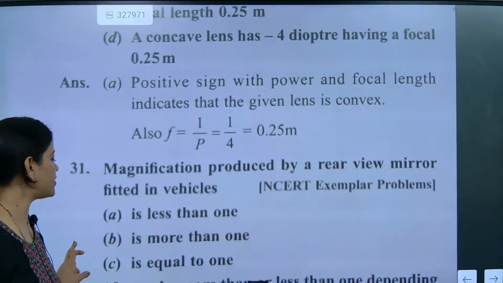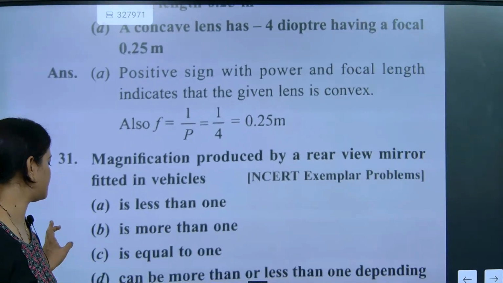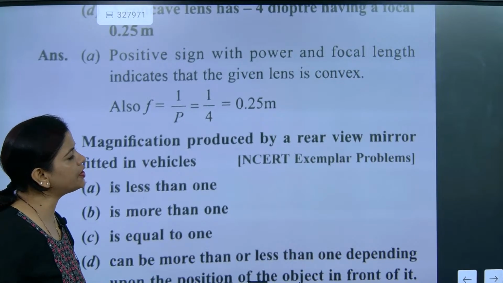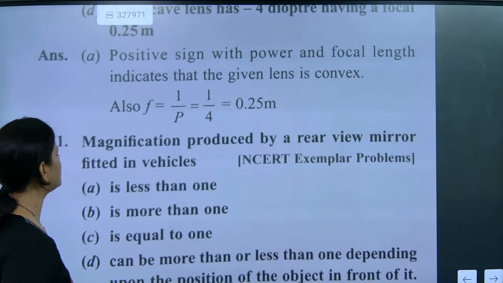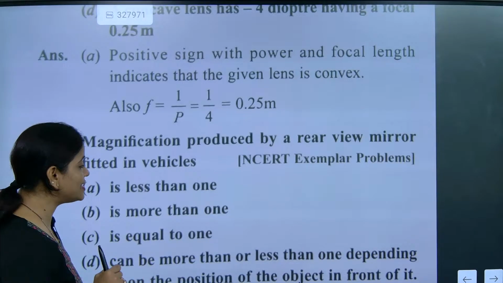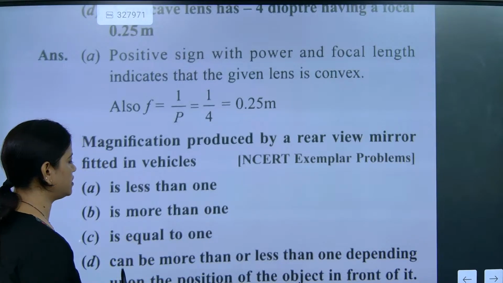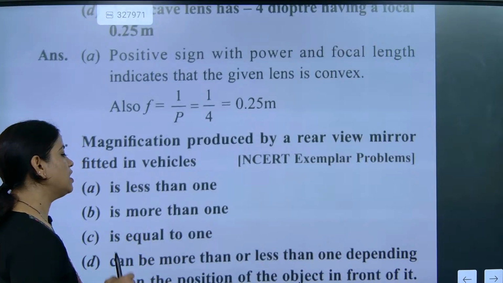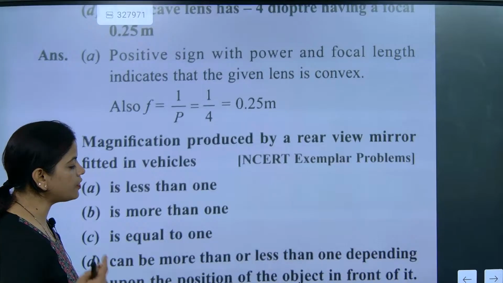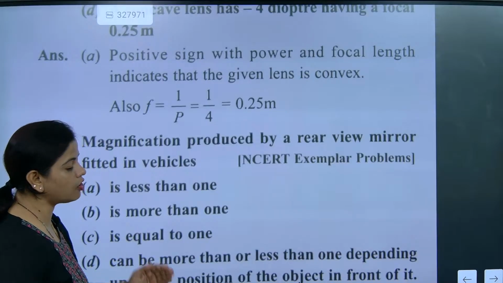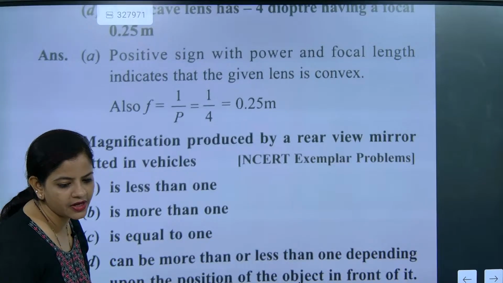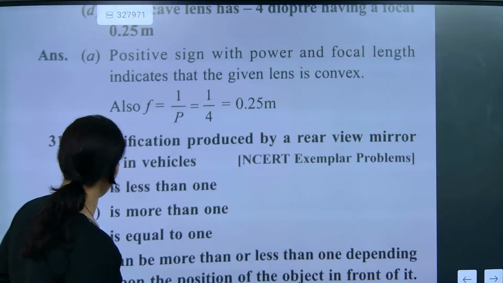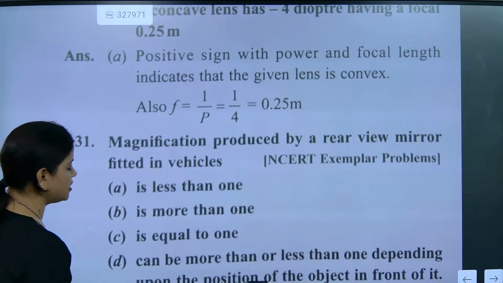Now this is a very good question. Magnification produced by a rear view mirror fitted in a vehicle is less than 1, is more than 1, is equal to 1, or can be more than or less than 1 depending upon the position of the object in front of it. Now when this type of question comes, please kindly read the content and solve.